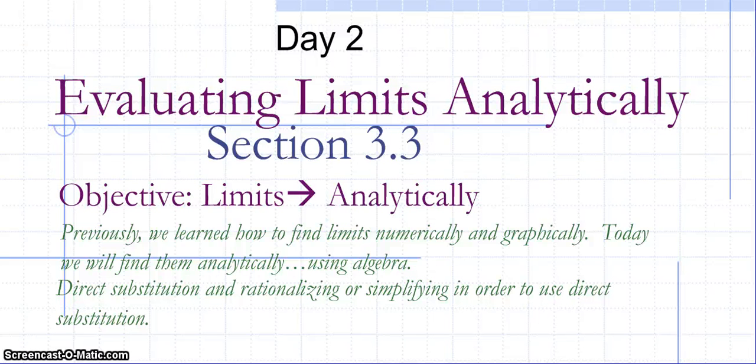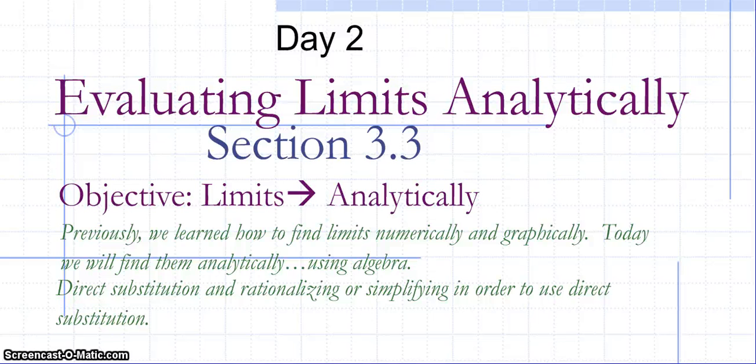And then what happens if direct substitution doesn't work right away. We'll look at some algebraic techniques we can use to still evaluate the limit. Because, as hopefully you noticed, using the calculator in a table or a graph is not necessarily the easiest way, and sometimes we might not have a calculator with us.